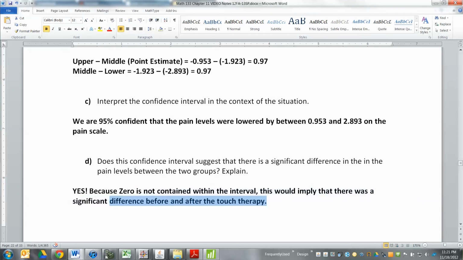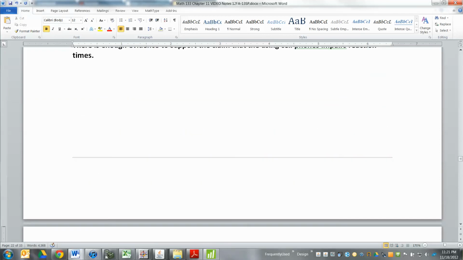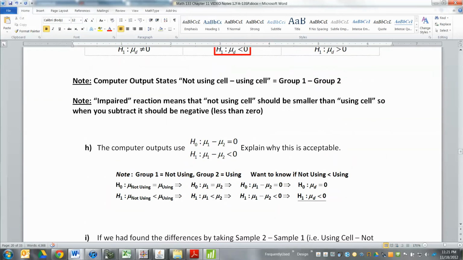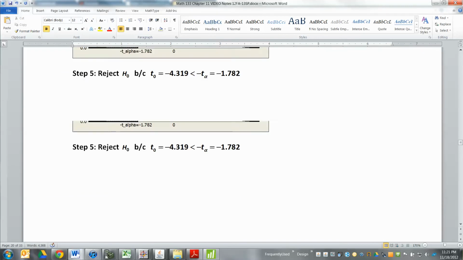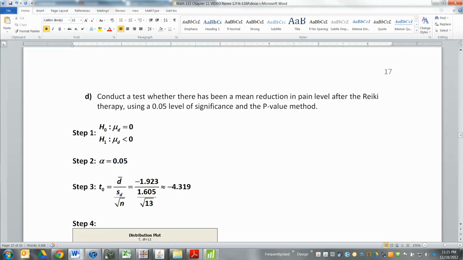So that would imply, because 0 is not in that interval, 0 is nowhere between 0.95 and 2.89, that there is a significant difference before and after the touch therapy in pain levels. Now remember, we learned before that 0 is kind of the thing, because if they weren't really different from each other, then 0 would be in the interval, remember? From back here when we set up those null hypotheses. If they're not really different, then their difference will be around 0.